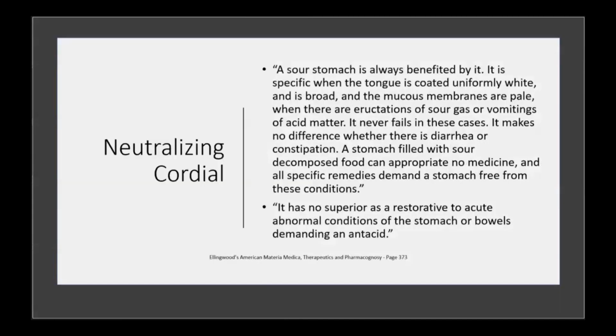A sour stomach is always benefited by it. Specifically when the tongue is coated uniformly white, dampness. Broad, and the mucous membranes are pale, spleen deficiency. When there are eructations of sour gas or vomitings of acid matter, everything's moving upward, right? That upward, downward bearing motion never fails in these cases. It makes no difference whether there's diarrhea or constipation.